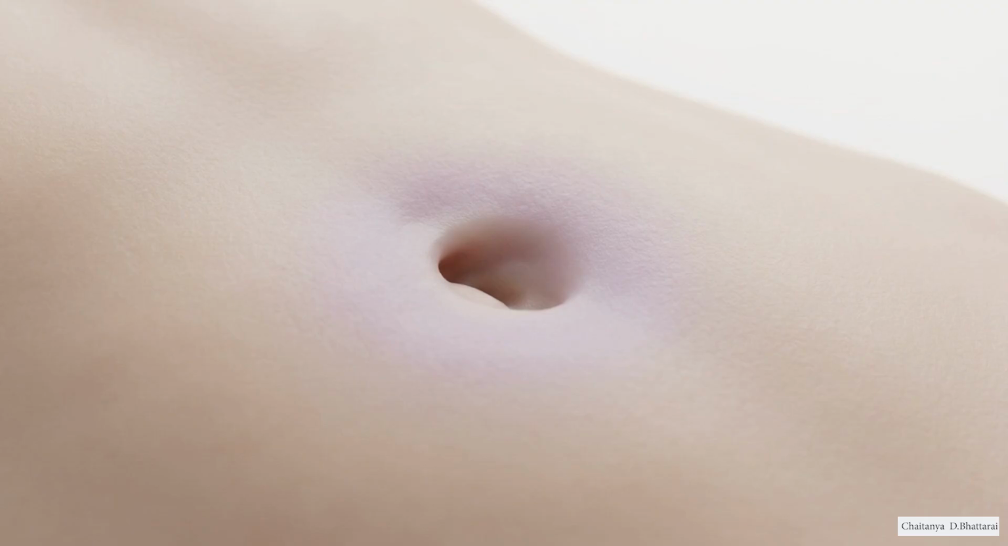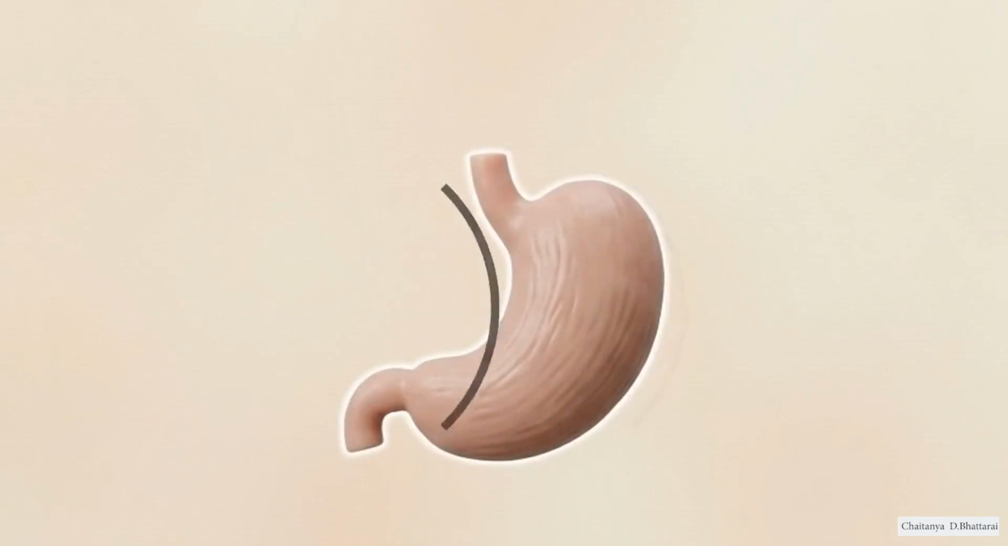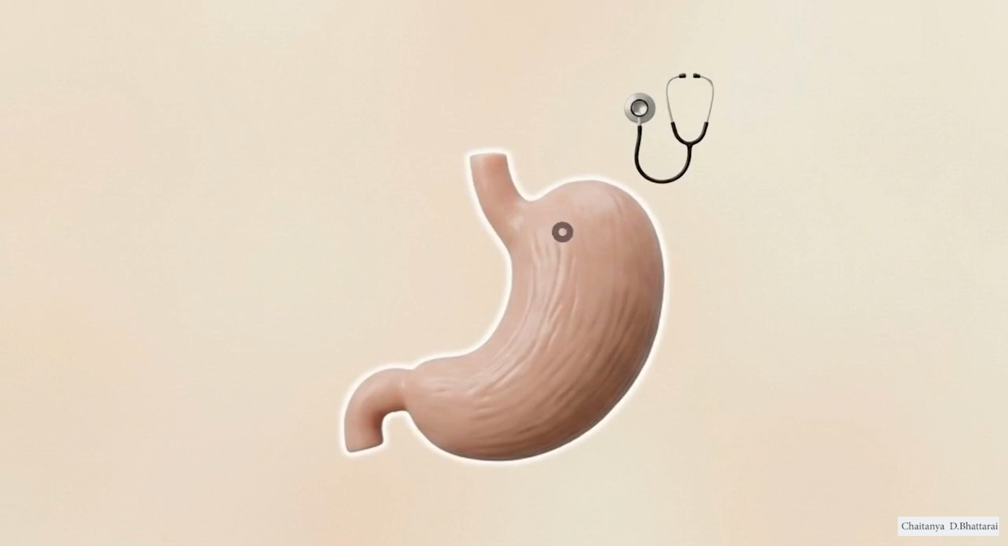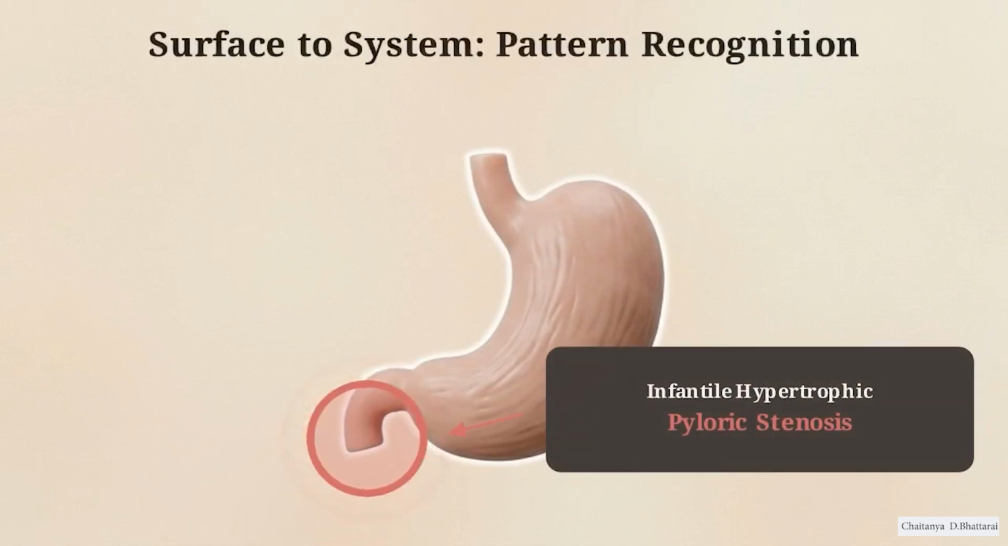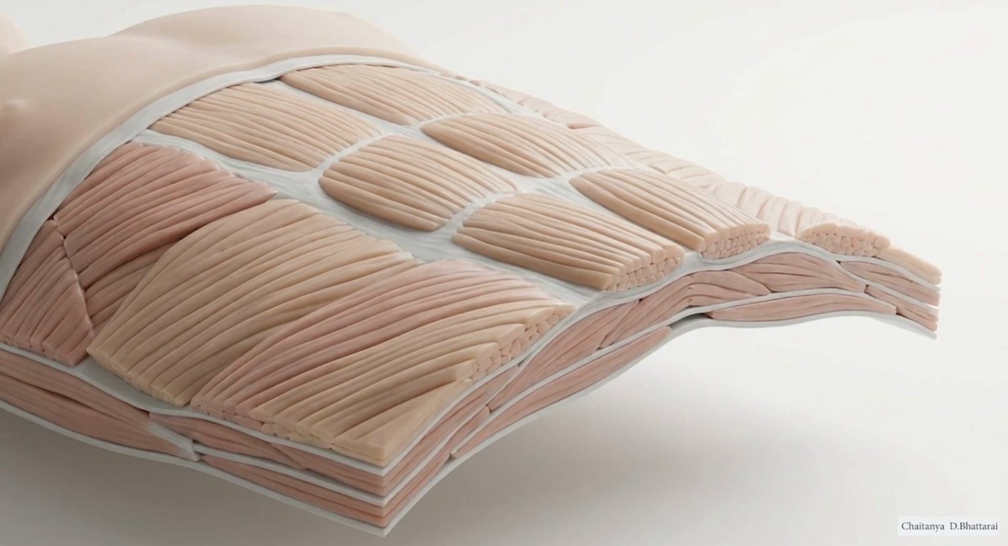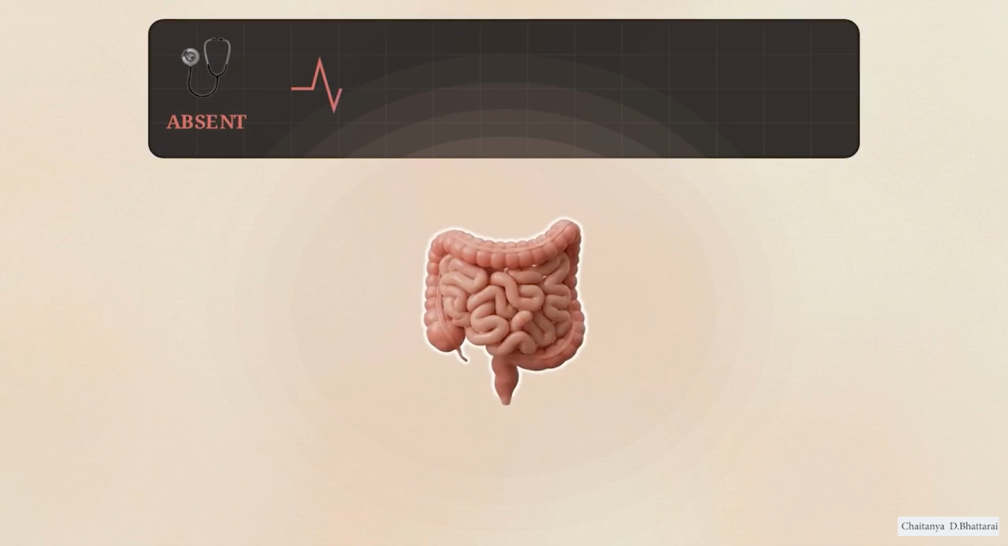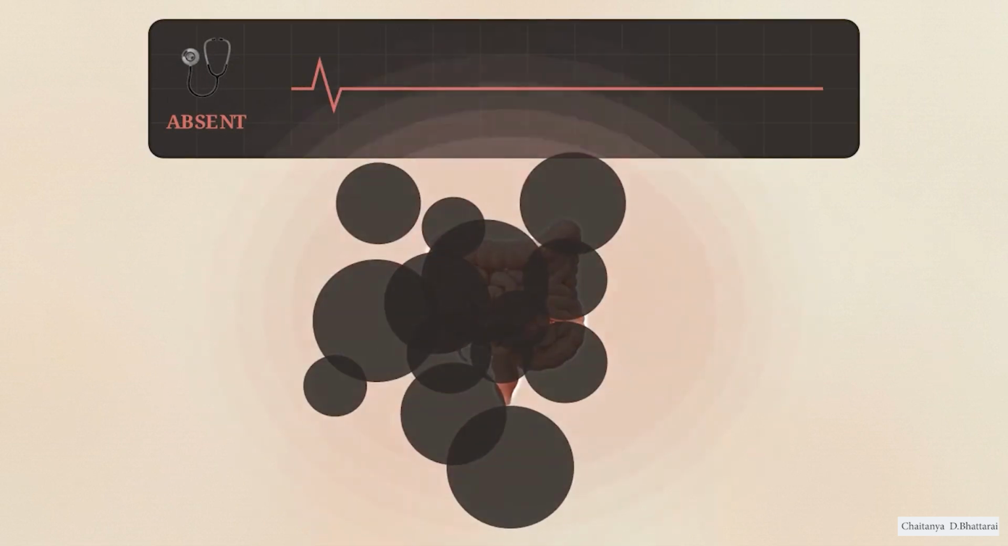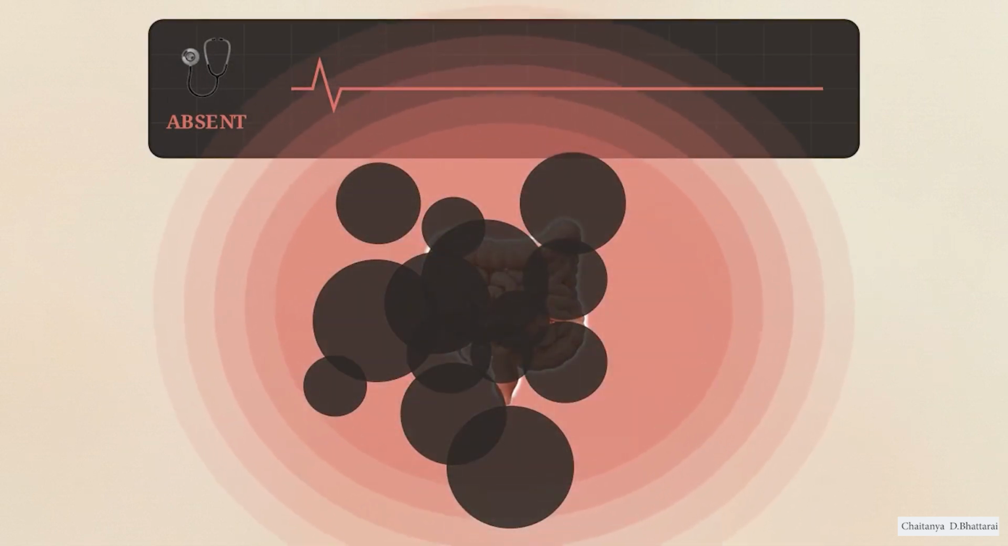Subtle external signs immediately map to deep physiological failures. If you observe gastric peristalsis rippling visibly from right to left and hear a succussion splash on auscultation, you have a definitive physical map to infantile hypertrophic pyloric stenosis. If you detect board-like involuntary muscle rigidity combined with a total absence of bowel sounds, the mechanics point to a catastrophic perforation and resulting peritonitis.